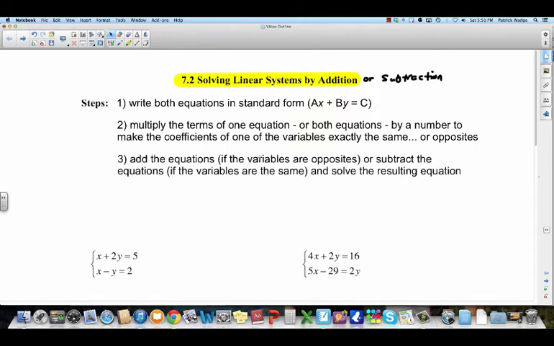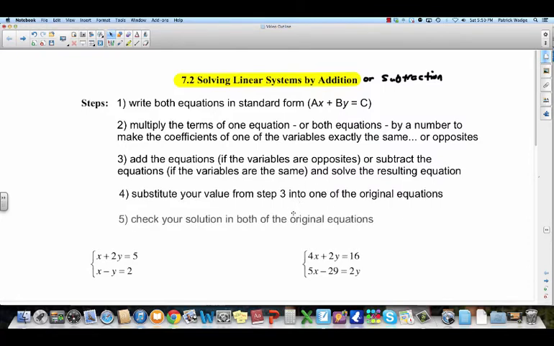Step 3: add the equations if the variables are opposites, or subtract the equations if the variables are the same, and solve the resulting equation. Step 4 is to substitute your value from step 3 into one of the original equations, and step 5 is to check your solution in both of the original equations. Okay, probably doesn't make a heck of a lot of sense to you right now. Why don't you pause the video, write all that down, and then we'll go over it.